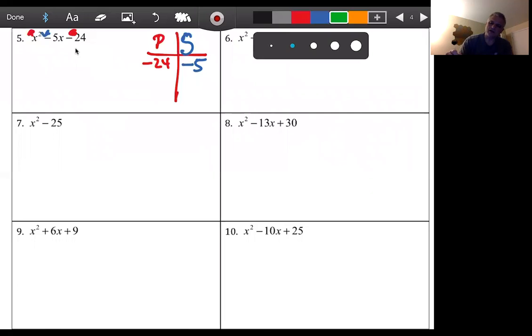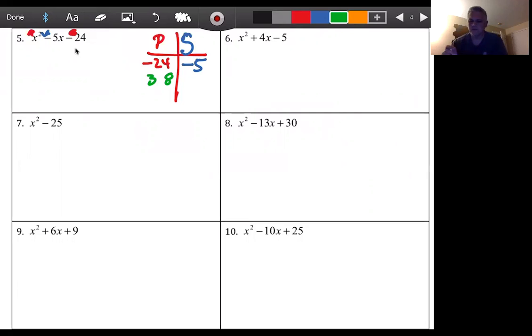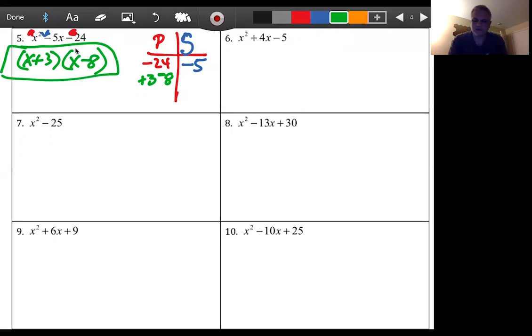So if they're multiplying to give me a negative 24, one of them's got to be positive and one of them's got to be negative. But the bigger one has to be negative. So minus 8 plus 3. Let's do it. Plus 3, minus 8. It works. If we go back and FOIL it, you would find x squared minus 5x minus 24. Kind of nice.